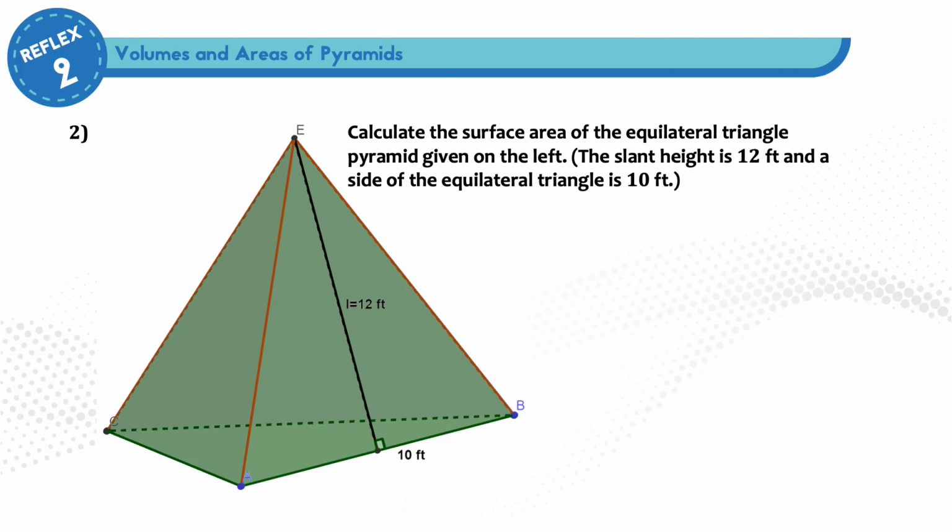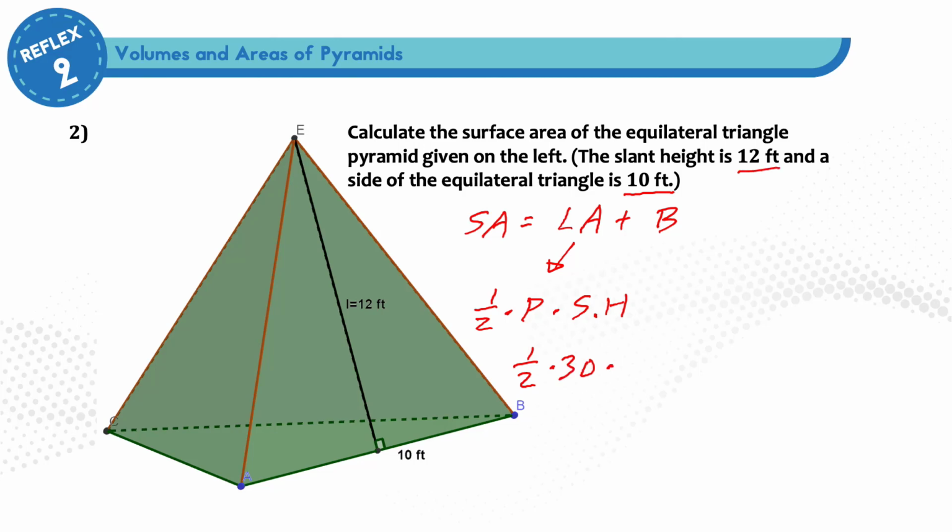Number 2, calculate the surface area of the equilateral triangle pyramid given on the left. The slant height is 12 feet and the side of the equilateral triangle is 10 feet. Okay. The surface area is equal to the lateral area plus the base area. Now, the lateral area is equal to 1/2 times the perimeter times the slant height. So that is 1/2 times the perimeter, which is 10 times 3, or 30, and then times the slant height, which is 12, and that will give us a 180 here for the lateral area.